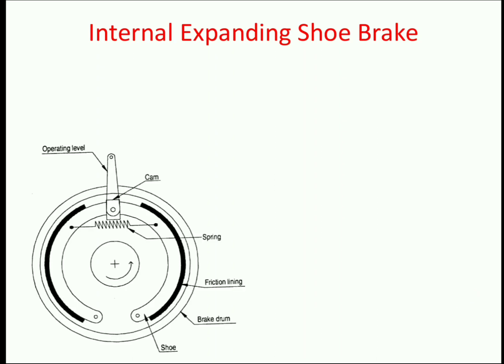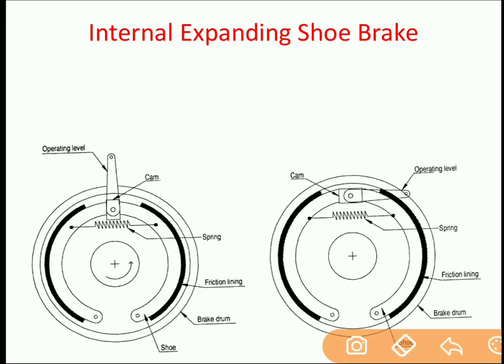Internal expanding shoe brake. You can see the internal expanding shoe brake in action and without action. It consists of two shoes. These two shoes are fixed at the fulcrum. So these are the fulcrums over here. And on the outer side of these two shoes, there is a frictional material. So there is a frictional material on the shoe.